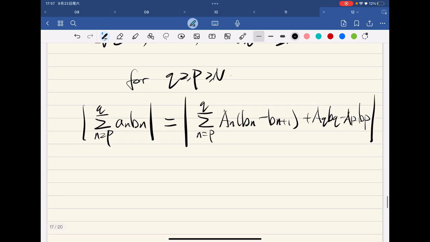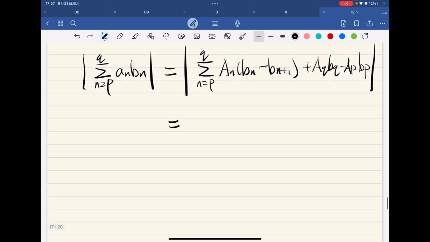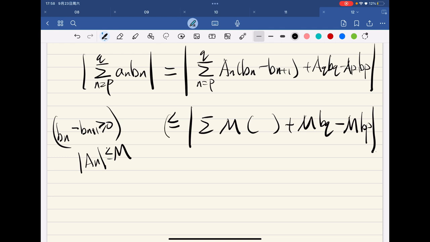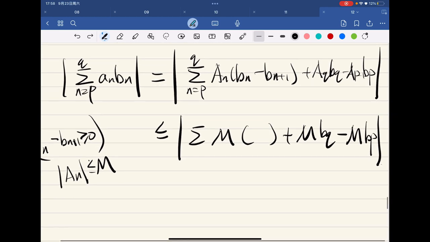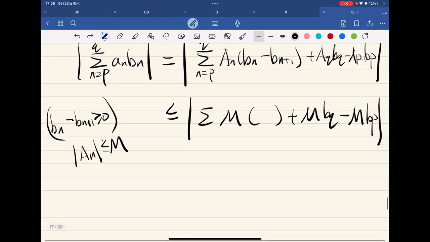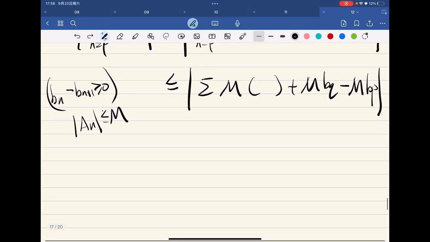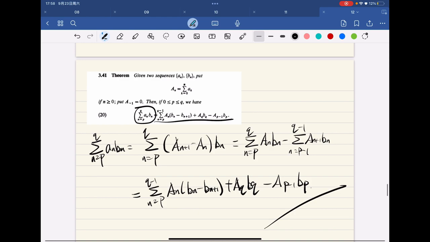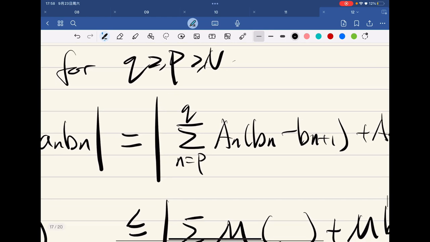This whole thing is a straightforward substitution. This is less than or equal to M times the whole thing plus M b_q minus M b_p. Why is this true? Because b_n is decreasing and A_n is bounded, so the inequality won't flip its sign. With that being said, we can factor out an M and pull it out of the absolute value. Should be q minus 1 here.